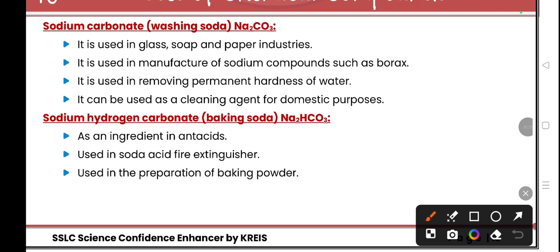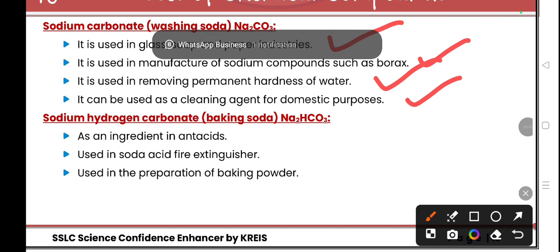It is used in glass, soap and paper industry. It is used in manufacture of sodium compounds such as borax. It is used in removing permanent hardness of water. It can be used as a cleansing agent for domestic purposes.